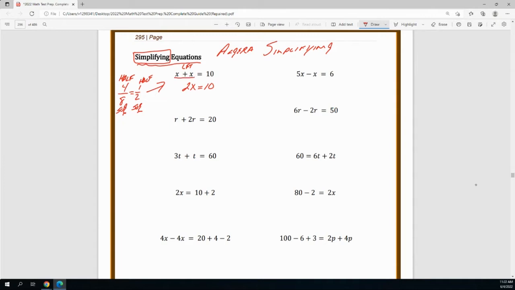So for instance, if I'm going from this to this, it's still telling me they have two x's. All I did is put them together. So 2 times x equals 10. The opposite of multiplying by 2 is to divide the other side by 2. So x equals 10 divided by 2. That means the answer must be 5. See how that went? Let's try another one.